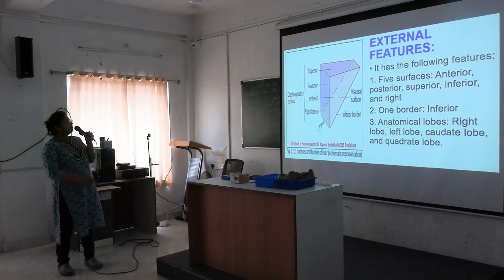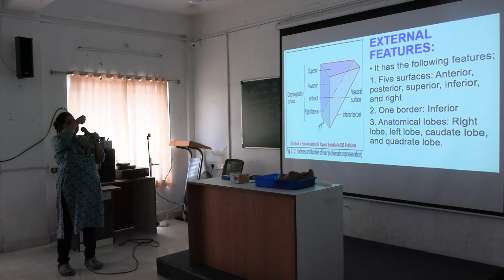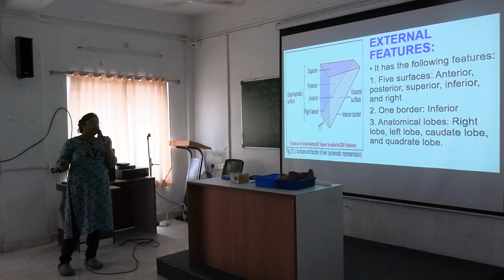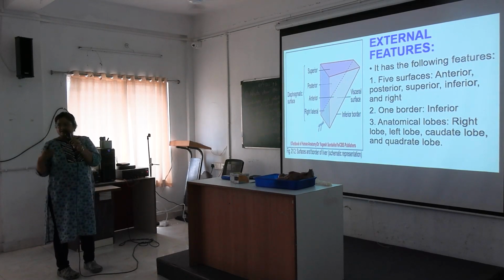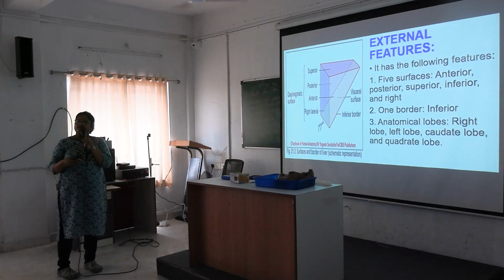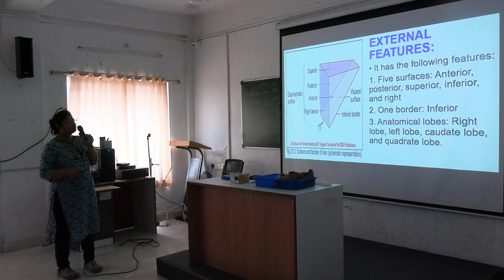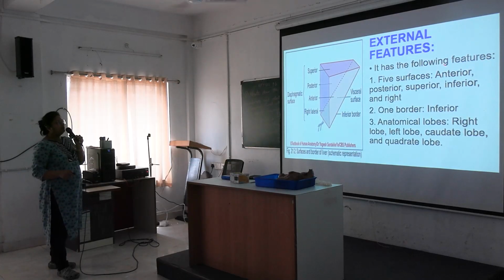Okay. Now we are going to the external features. Its borders, surfaces, lobes like this. Okay. Presenting parts means you have to tell all this. It has these borders, these surfaces, this many lobes. So it has the following features.